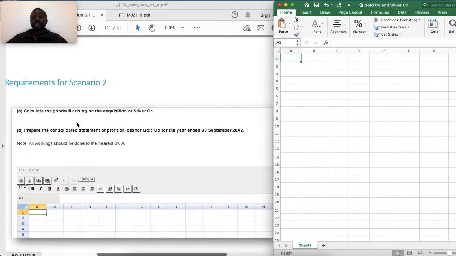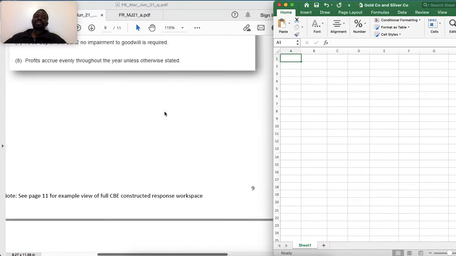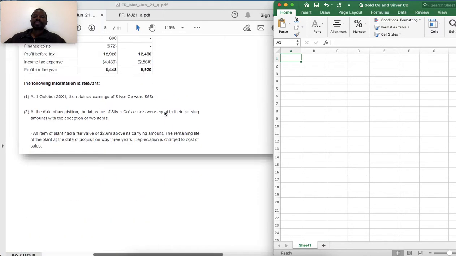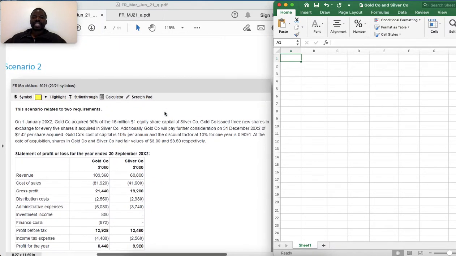The first requirement is saying calculate the goodwill arising on the acquisition of Silver Co. B. Prepare the consolidated statement of profit or loss for Gold Co. for the year ended 30 September 20x2. So let's go to the scenario. If you haven't read the scenario, pause the video and read the scenario on the question paper that you have already downloaded.